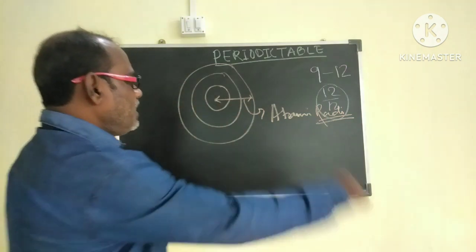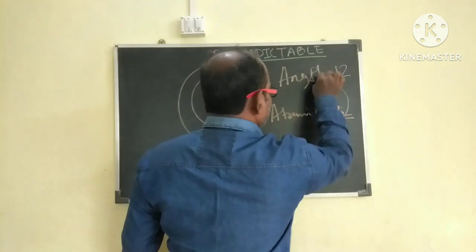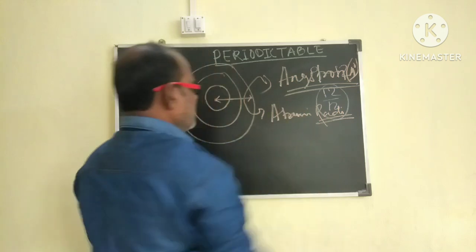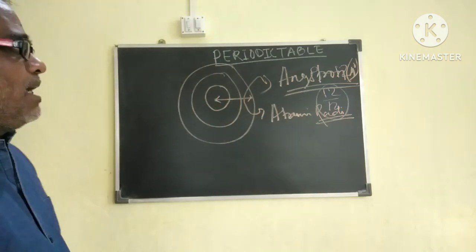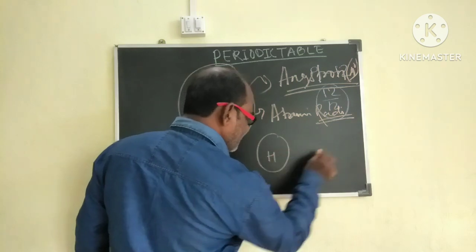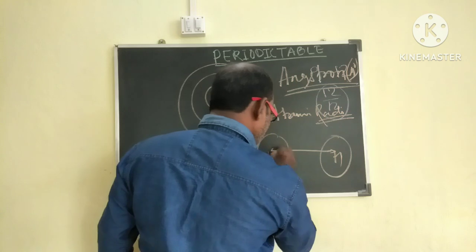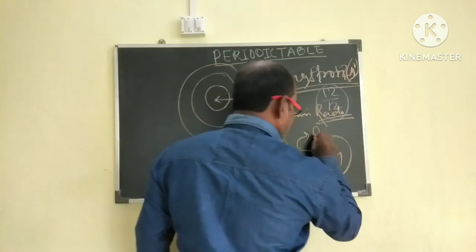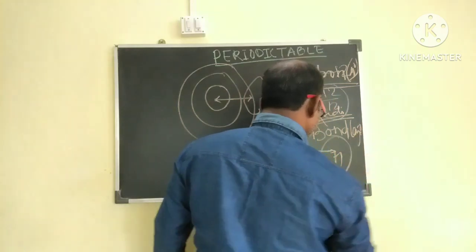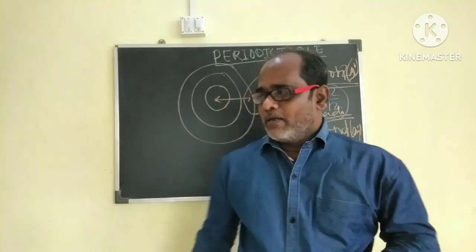One more thing, atomic radii is measured in angstrom. We can write it here: number 2, atomic radii is measured in angstrom, and also we know that this distance is said to be bond length. I think you might have understood these 3 things right now.